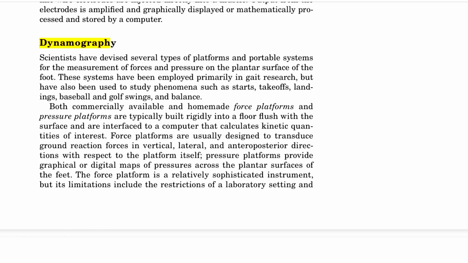So, if you want to study how much force an athlete generates while sprinting, or how pressure shifts in a flat-footed patient while walking, dynamography is the tool you would use. So it is very important. EMG studies the electrical activity of the muscle, while dynamography measures the ground reaction forces and the plantar pressures. Together, these tools give us a complete picture of how muscles and forces work during human movement.